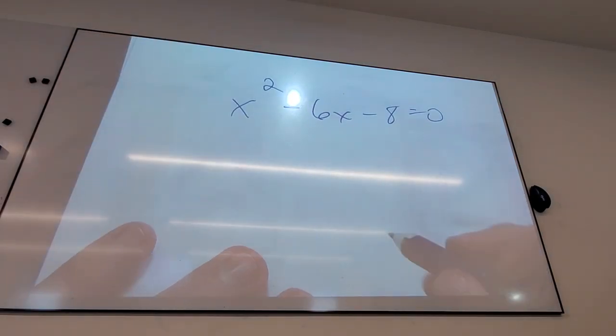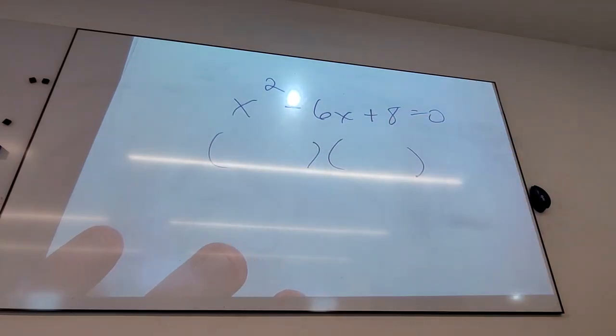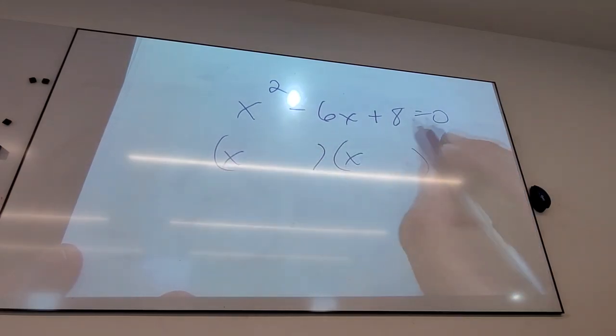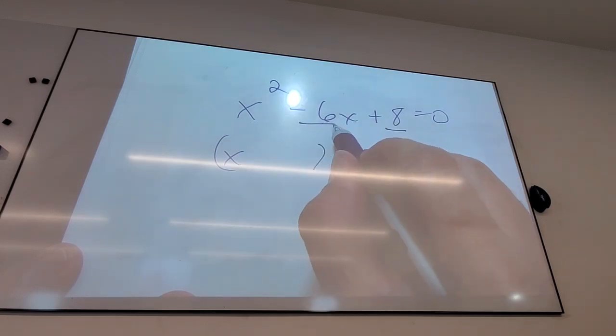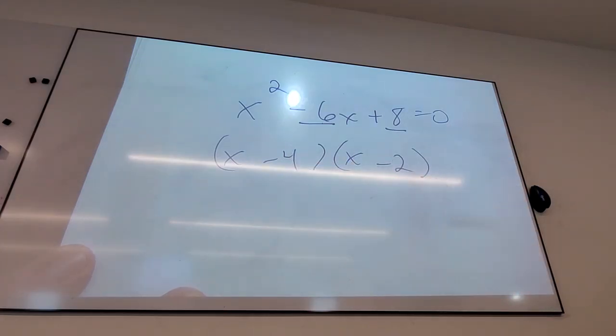Here's what you do. Can you guys help me? How do you factor this? Did I make this factorable? Now it is. Good job, John. How do I factor that now? x and x. Now two numbers that multiply to be 8 and add to be -6. Good. -4, -2. Those multiply to be 8 and add to be -6.